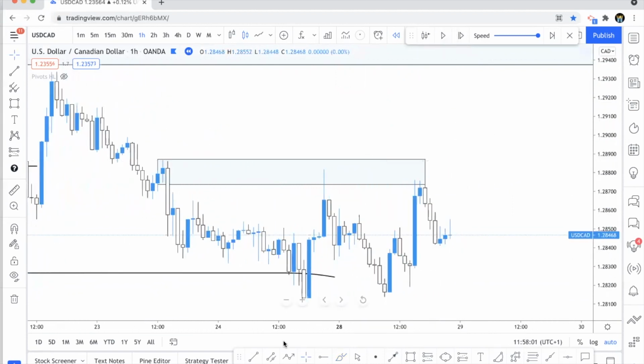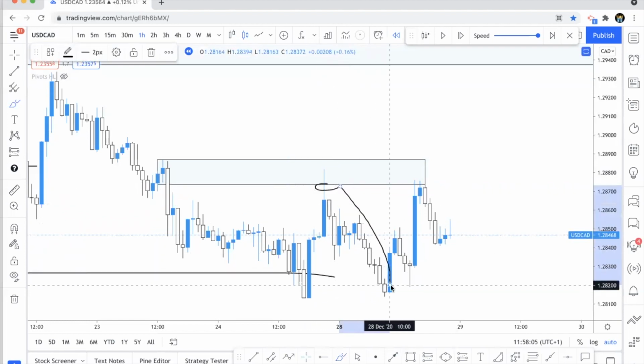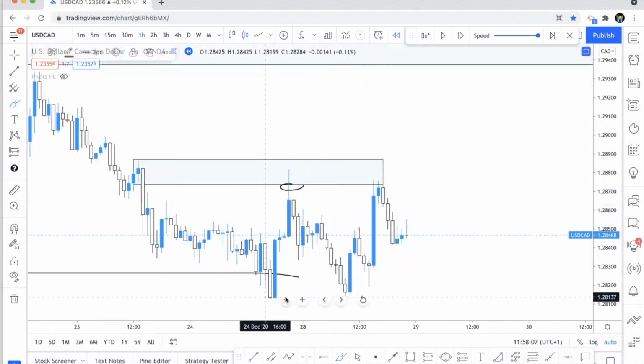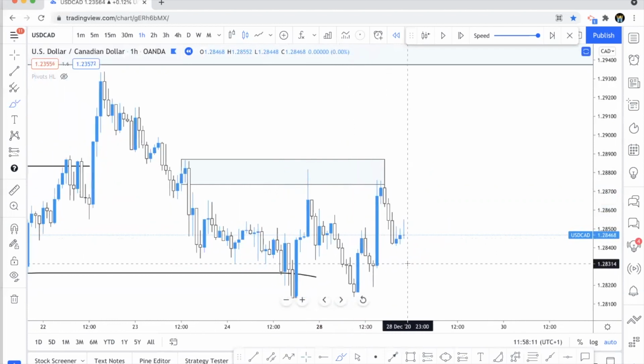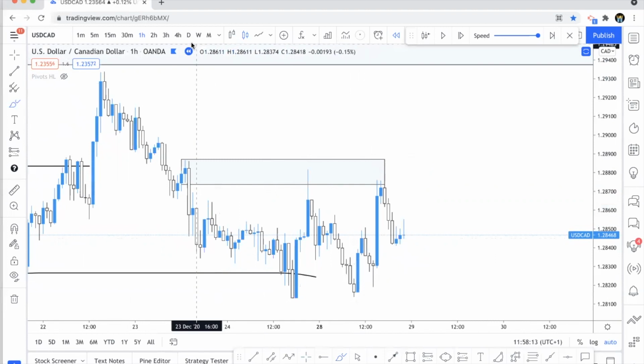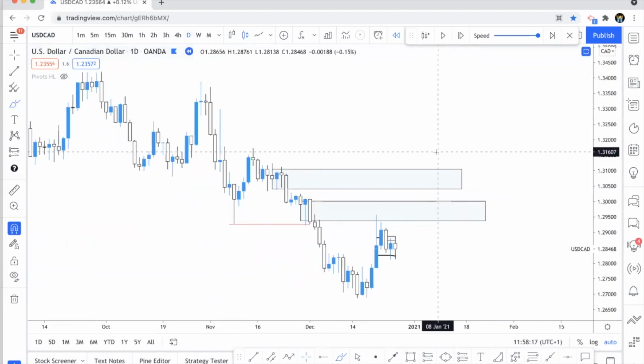Okay. So as you see here, if we were here at the time, we could look for sells, take a sell, and hit our targets right here and finish right here. Okay, so this is how you identify the mitigation areas. Let's go back on the daily time frame to show you guys another example here.